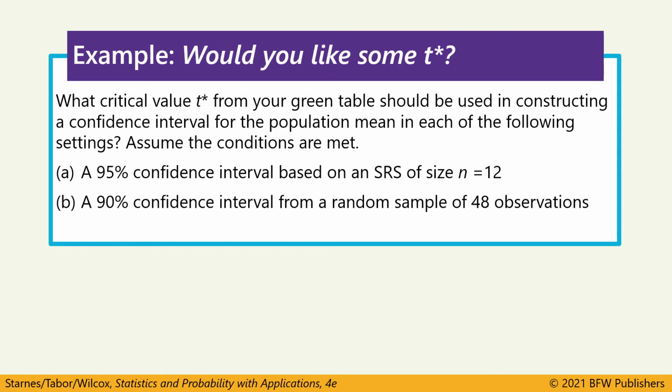So try to answer these two questions using your table, your printed table, before I go over it using the ones on the display screen. We want a 95% confidence interval based on a sample of size 12, and then a 90% interval for a random sample of 48 observations.